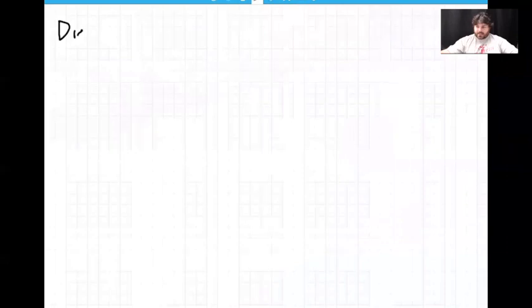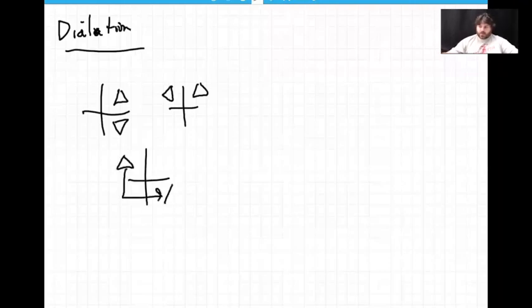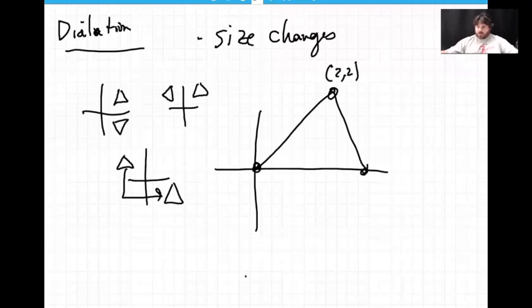All right, last thing, dilations. Now, in all the other transformations, when we did reflections, the size of the shape stayed the same. When we did rotations, the size stayed the same. When we did translations, the size of the shape stayed the same. With dilation, the size actually changes. And it's really easy to understand how this works. Basically, you have a shape like this, and then you've got coordinates, okay? This is 2, 2, this is 4, 0, and this is 0, 0.